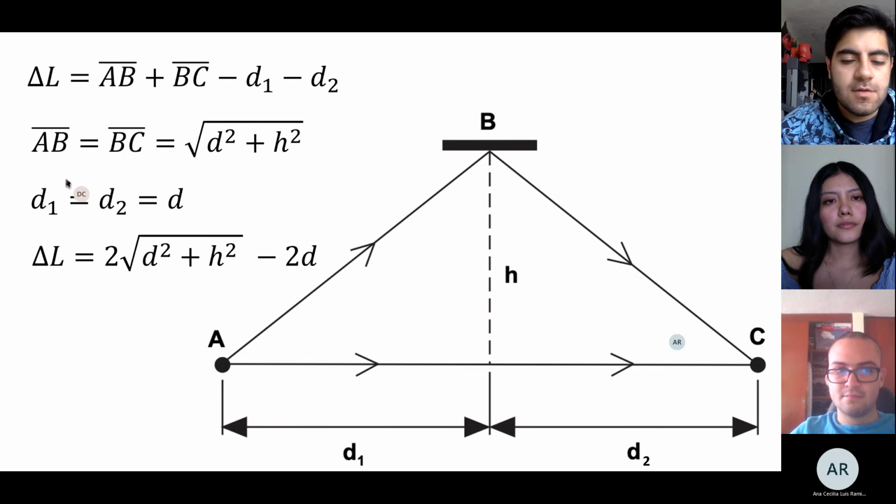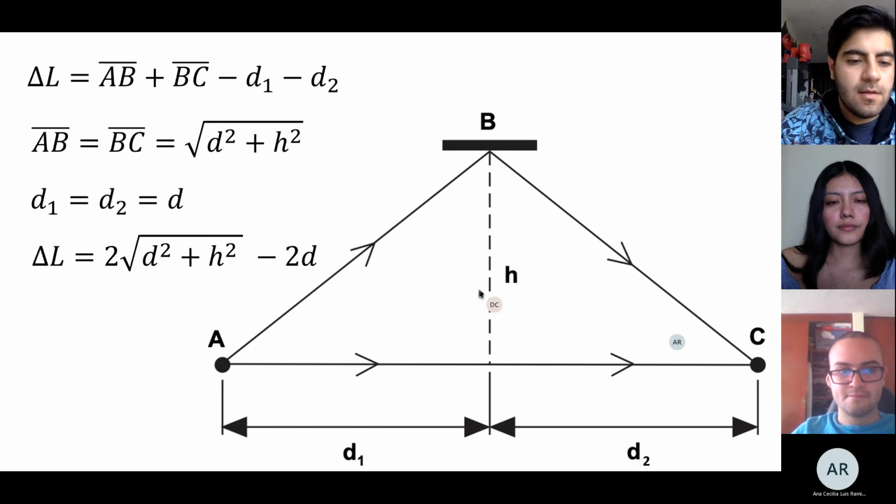So as a result, we have that these two triangles are similar. So the distance A to B is the same as B to C. And we have that the lines A B are the hypotenuse from these two distances. So we get this expression for the optical path difference.